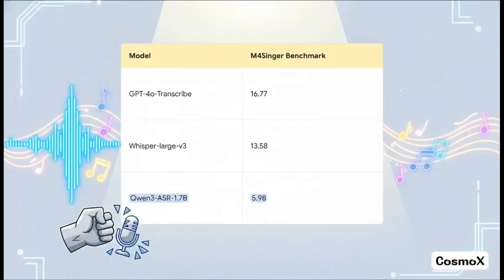But the performance gap gets even more jaw-dropping when you look at singing. I mean, this is a notoriously hard thing for AI to do because of all the pitch changes and stretched-out vowels. But Qwen3-ASR doesn't just beat the competition here, it absolutely crushes it, with an error rate that's less than half of its closest rival. It's not even a close fight.